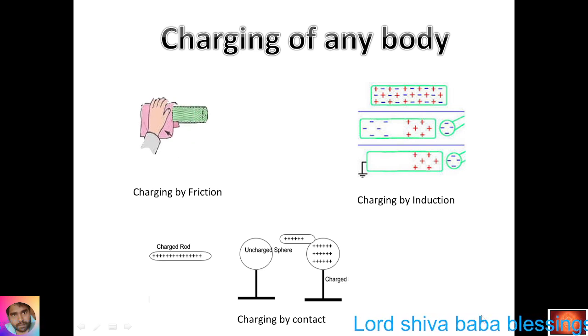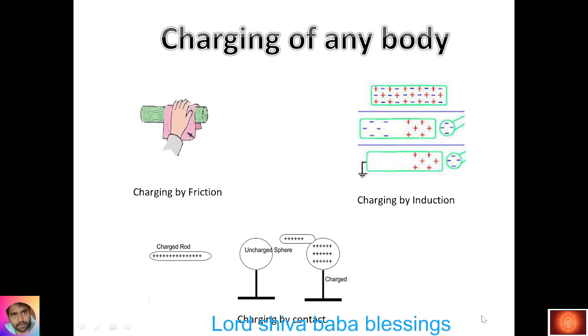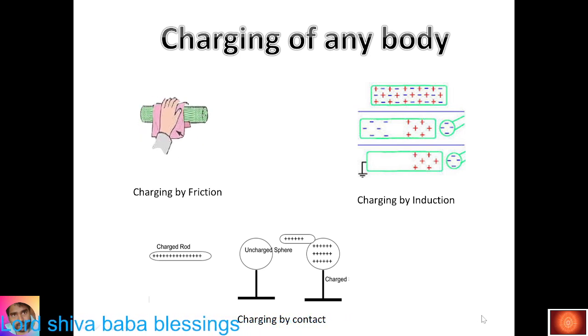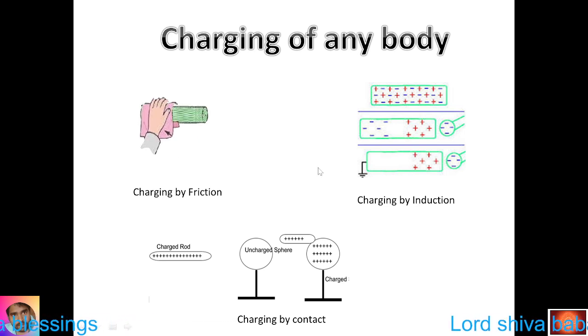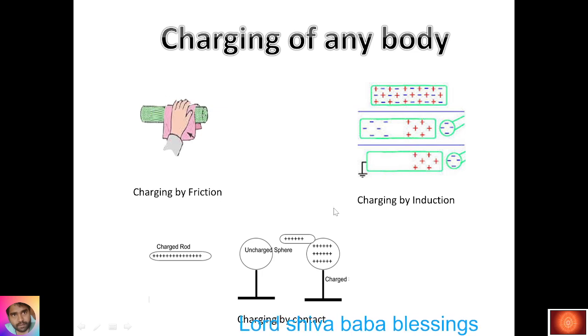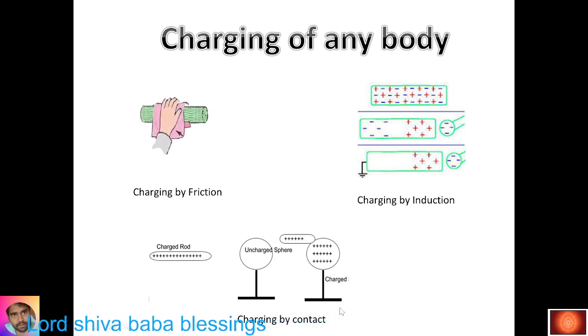But the question is, how can we do this? In this lecture, we'll be looking at how this can be accomplished. So the topic is charging of a body. We can charge any body by using three methods: charging by friction, charging by induction and charging by contact. Let us look at them one by one.